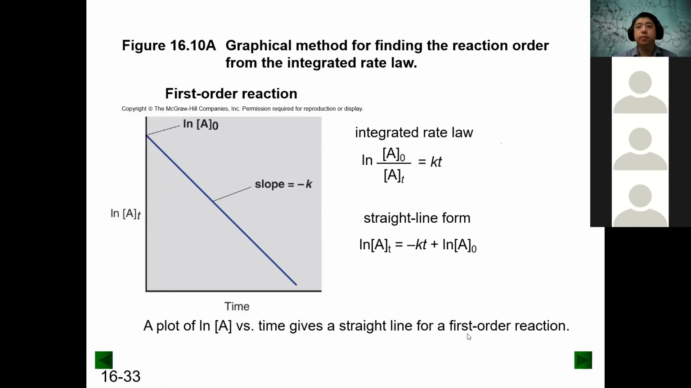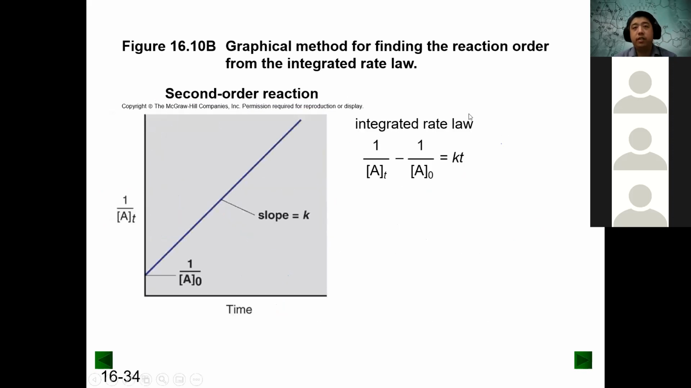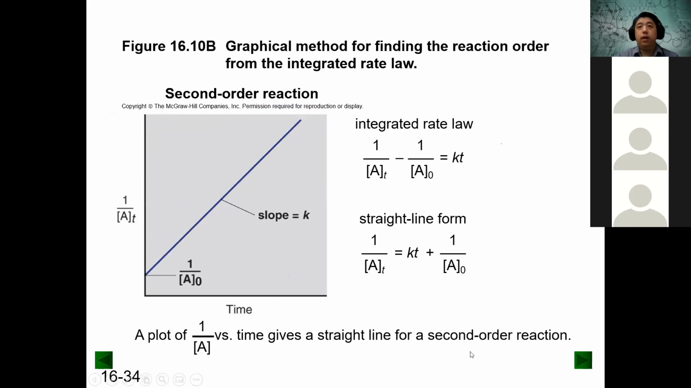The next one we're going to take a look at is the second order. Now, I also want you to copy down the straight line equation for this one right here. The only difference here, again, for the graph, it is going to be 1 over A instead of ln of A versus time. And because it is 1 over A, since it's an inverse, that is why this is a positive slope.